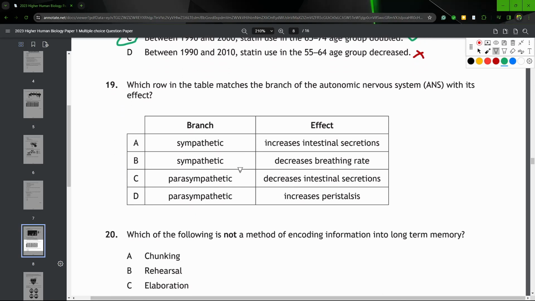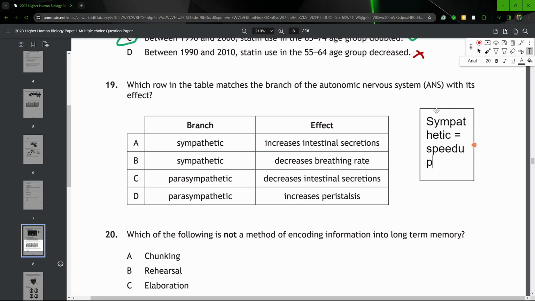Right, moving on to 19. Which row in the table matches the branch of the autonomic nervous system (ANS) with its effect? Okay, well, sympathetic. Remember, just write this out here. Sympathetic equals speed up, because it speeds up your heart rate and breathing rate, right?